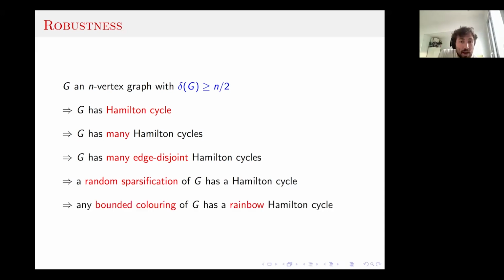And the one that we're going to focus on today is that if you take some coloring which is nice in some way, it's bounded, I'll explain what that means, then you find a rainbow Hamilton cycle in this graph. Okay? And this notion might seem a little bit out of nowhere for robustness, so I'm going to take a little detour to motivate why people are looking at things like this and why we're looking at this.